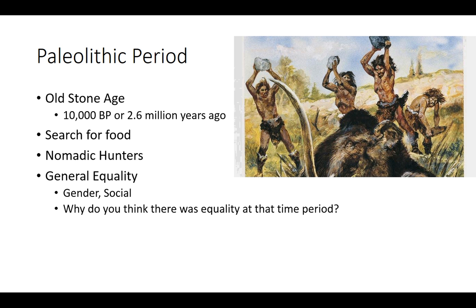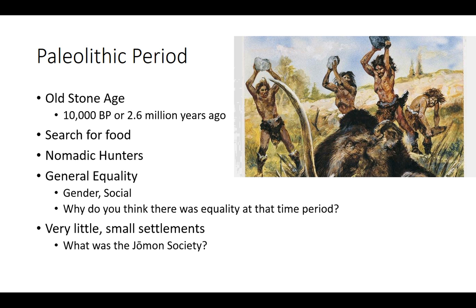Everybody had kind of equal social standing and equivalence inside of society. And so the question I had is, why do you think there was equality at this point in time in history? What did they do that maybe made them equal with each other? There were very, very few settlements in the Paleolithic period, but there was one. So go ahead and look up the Jomon Society, and answer that question about what the Jomon Society was.